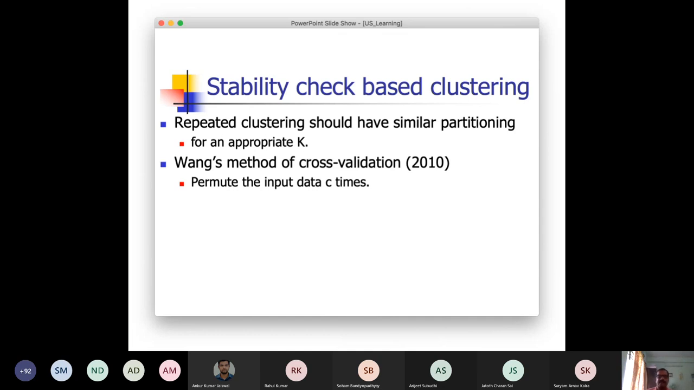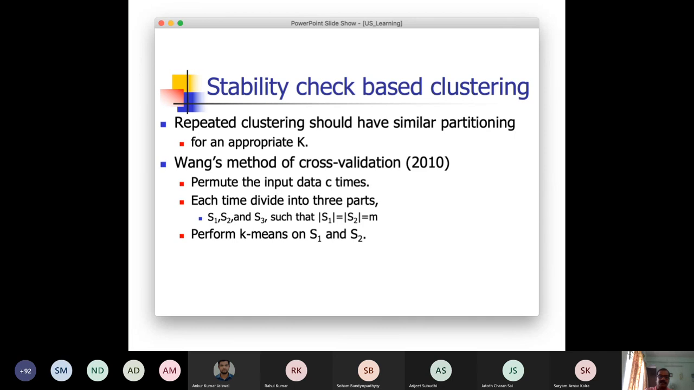What it does is that you can permute the input data C times, and then each time you divide into 3 parts. In the 3 parts, as you can see, the first 2 parts, S1 and S2, have the same number of samples or data points, and S3 is naturally the rest. And you have to perform k-means on S1 and S2. Because it is random, your cluster representatives should be similar for a good value of k. That is what we consider. And test on S3, both cases, to find the cluster numbers.